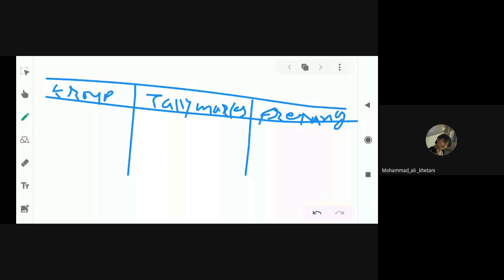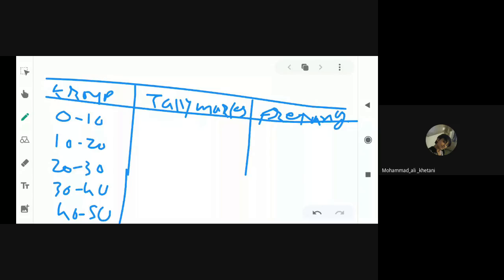Okay. Now I am making groups. Total 50 marks exam I am taking. So I make 5 groups. First group for 0 to 10 marks. Second group for 10 to 20 marks. Third group for 20 to 30 marks. 30 to 40 marks. And 40 to 50 marks. Right? 0 to 10, 10 to 20, 20 to 30, 30 to 40, and 40 to 50. There are 5 different groups.